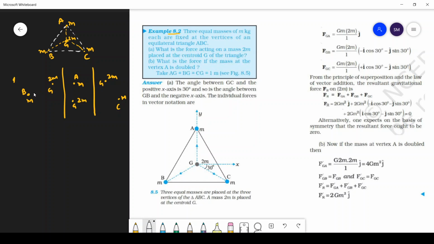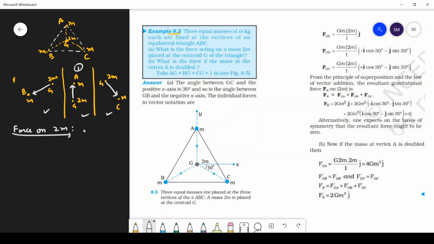So students, here the force on 2m: 2m will be attracted towards this mass. Here 2m will be attracted towards this mass. Here 2m will be attracted towards this mass. Is it okay? So what is the force on 2m? Let us calculate one by one. So force on mass 2m, I'm going to add all these three forces.